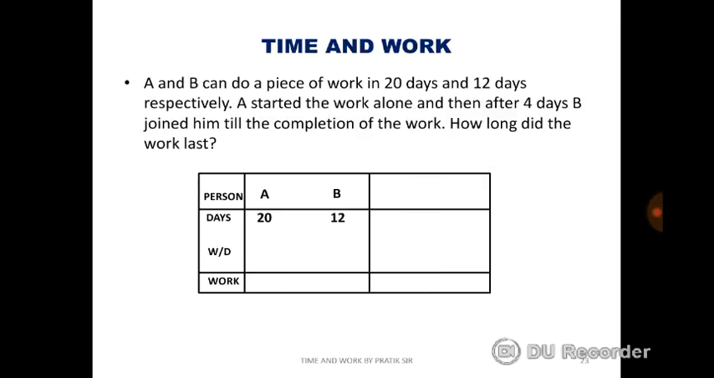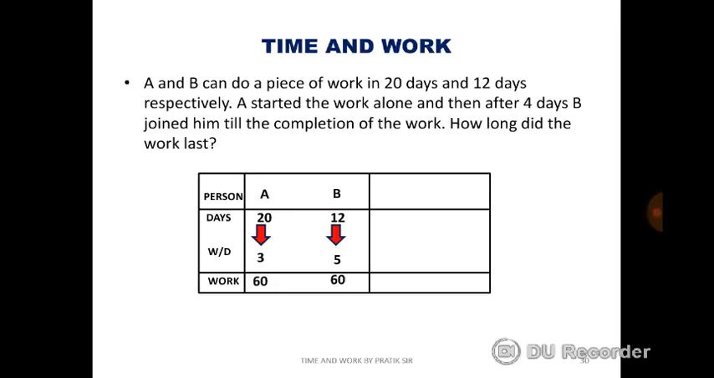Second problem: A and B can do a piece of work in 20 days and 12 days respectively. A started work alone and then after 4 days B joined him till the completion of work. How long did the work last? So again prepare the chart. Place two persons, A and B. Focus on the days. A works for 20 days and B works for 12 days. Finding out its LCM, we get 60 as LCM. So we find that 20 multiplied by 3 is 60 and 12 multiplied by 5 is 60.